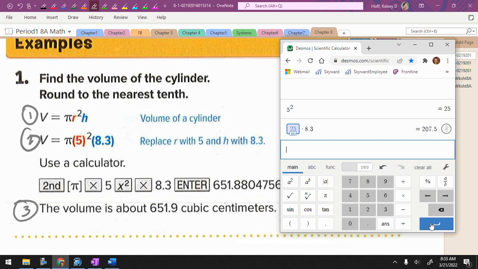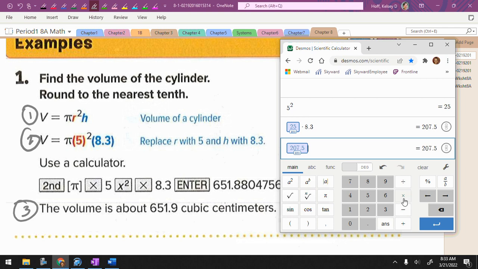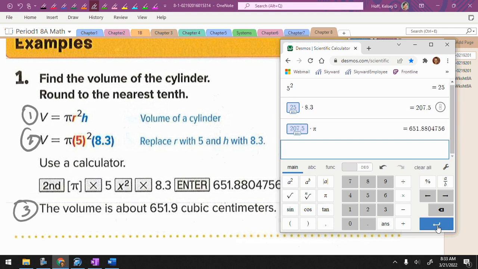Now we need to take that number, answer, ANS, times, and then see the pi button over here? Pi. Enter. So you always do your radius squared times your height, then times pi. And Ms. Hoff has you multiply by pi last because it's a really long decimal and we don't need all those crazy numbers till the end.